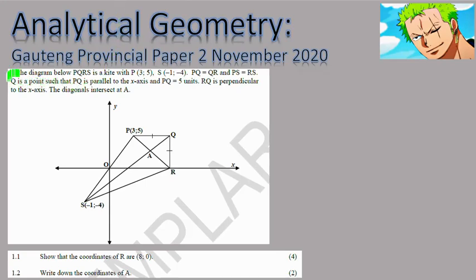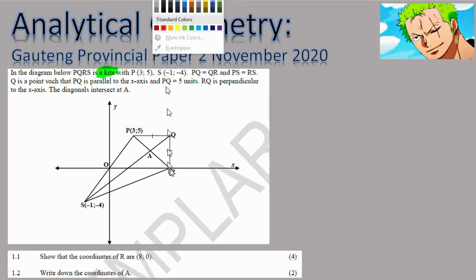So here it says in the diagram below, PQRS. They're saying this is a kite. Now this is a bold statement. You being told that this is a kite, it's very important. And now they're saying P has these coordinates, 3 and 5. S has these coordinates, -1 and -4. They're saying PQ is equal to QR, and it's shown. And they're saying PS is equal to RS. Now that is not shown and I want us to highlight that.